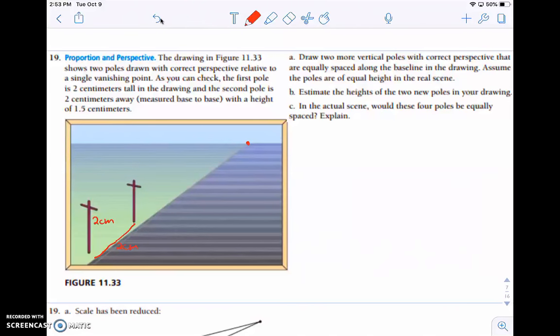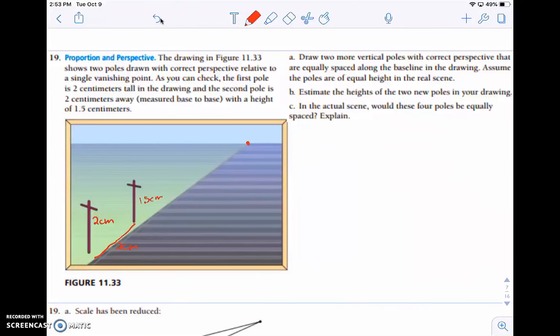And then the second pole, it says, is 1.5 centimeters tall. It wants us to draw 2 more vertical poles with the correct perspective that are equally spaced along the baseline of the drawing. Assume the poles are of equal height in the real scene.